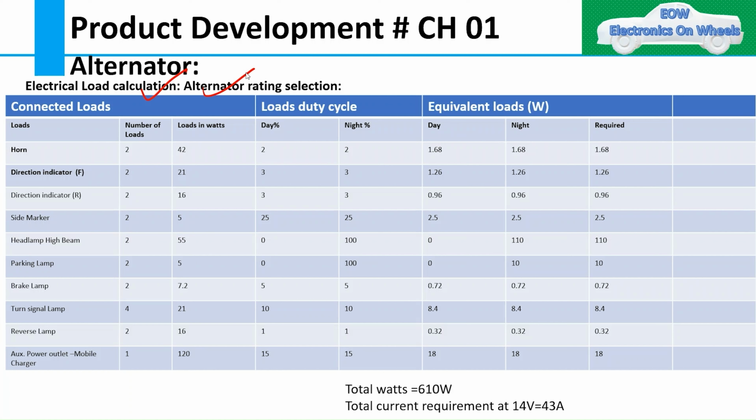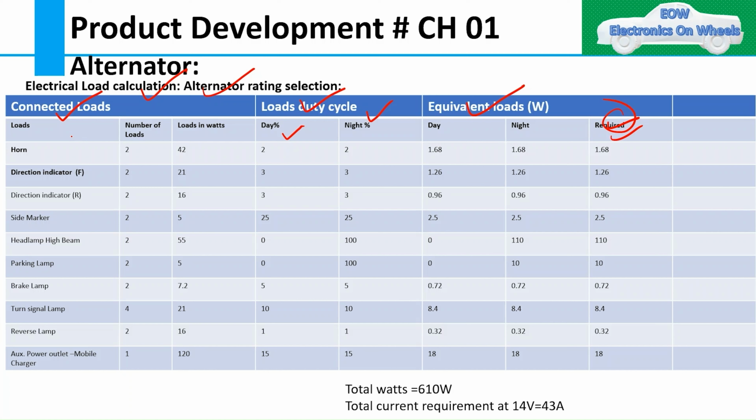We will start this from zero and we will take one example of how much alternator rating is required for how many loads. So I am giving right now a brief overview of how you have to go forward. First, in this table, the connected loads duty cycle is nothing but, suppose in 1 hour, how much time you want that particular load on. Then the equivalent loads, what they are for the day and for the night, and then what is the required one.